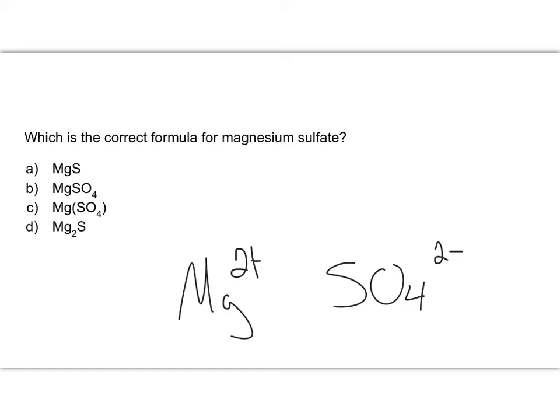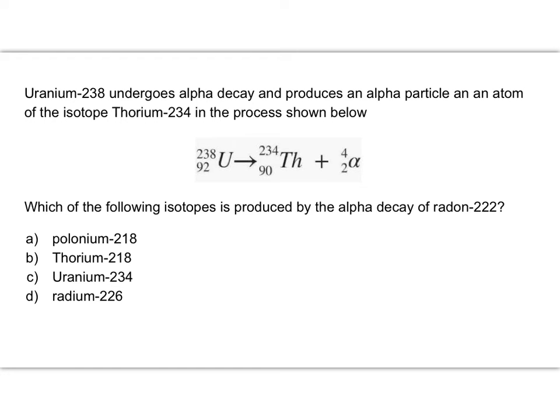Anytime the positive and negative charges of the ions are equal, then it's simply a 1-to-1 ratio. And in this case, MgSO4 would be the formula that most correctly identifies that. The one below, MgSO4 with the SO4 in parentheses, is only technically incorrect because you don't need the parentheses. So that's the difference there.